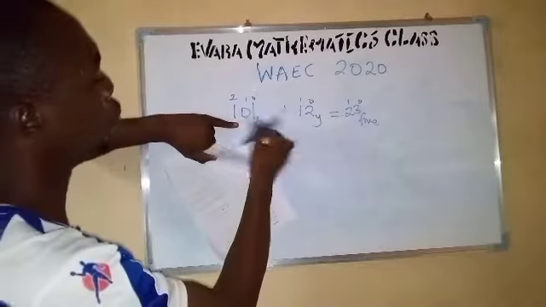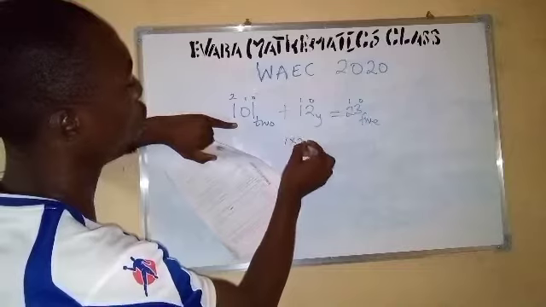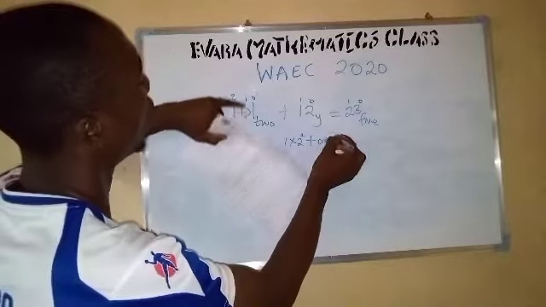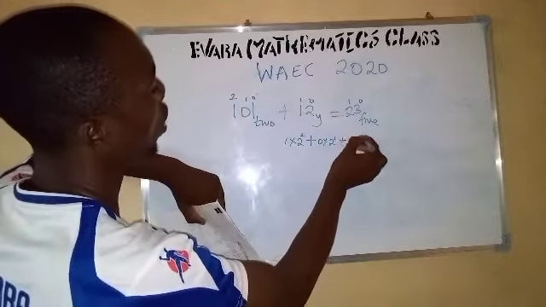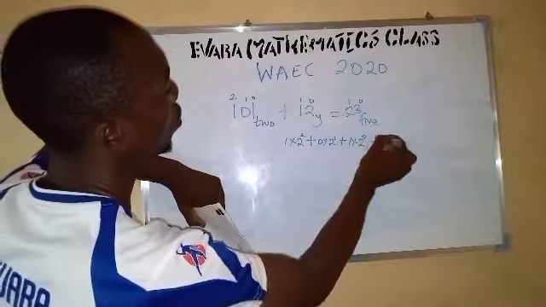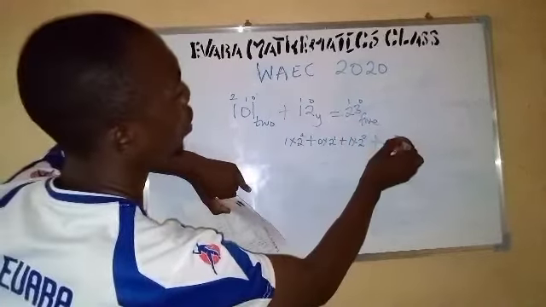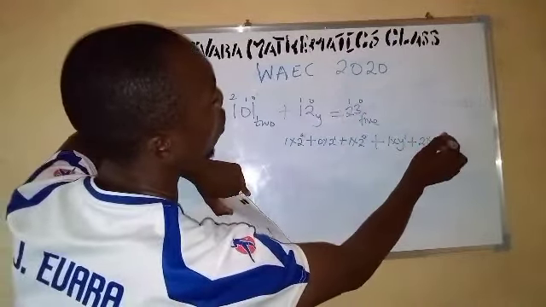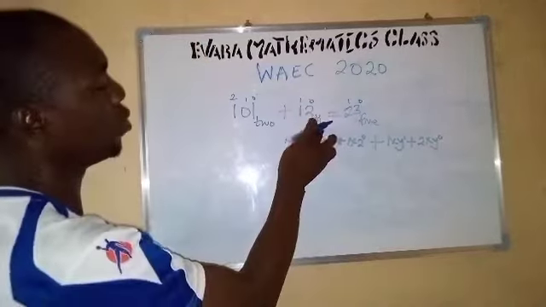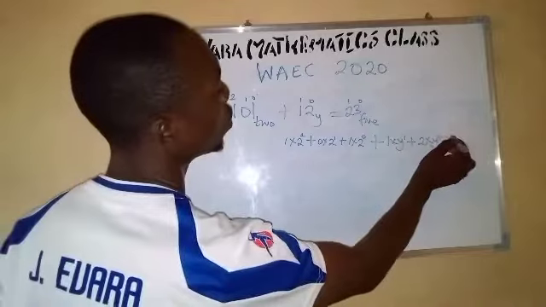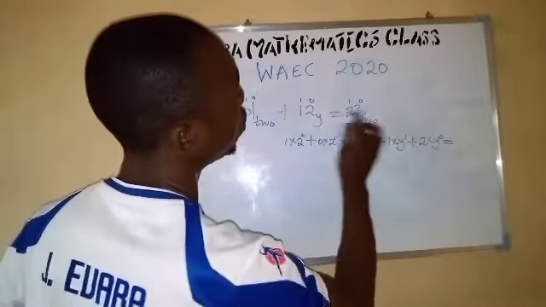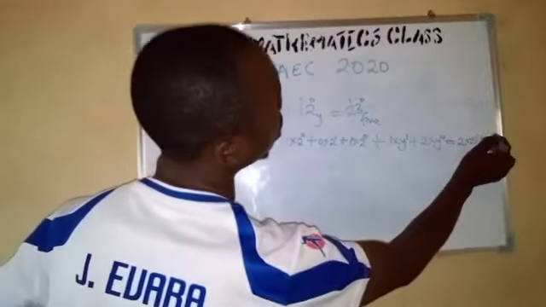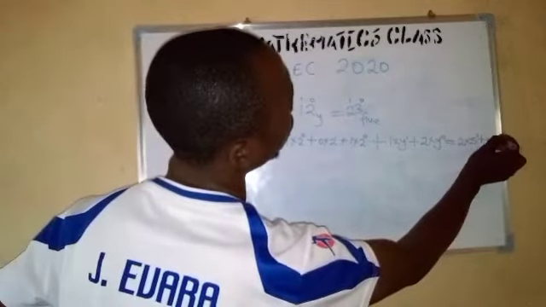Here, this is base 2. We will say 1 times 2 raised to power 2 plus 0 times 2 raised to power 1 plus 1 times 2 raised to power 0, plus this one will be 1 times y raised to power 1 plus 2 times y raised to power 0. Since y is the base, we are going to be using y. Equals 23 base 5. This is 2 times 5 raised to power 1 plus 3 multiplied by 5 raised to power 0.